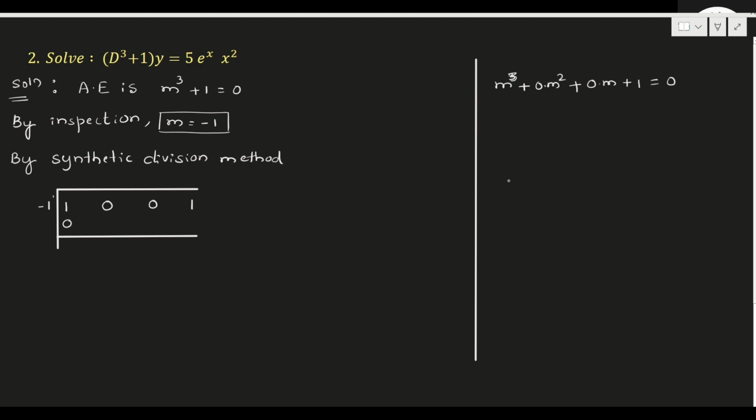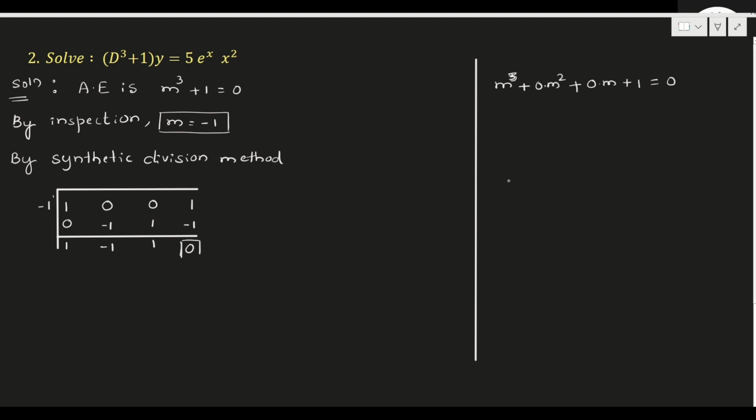So the first term, 1, we bring down. Minus 1 into 1 is minus 1, and 0 minus 1 is minus 1. Minus 1 into minus 1 is plus 1, and 0 plus 1 is 1. 1 into minus 1 is minus 1, and 1 minus 1 is 0.